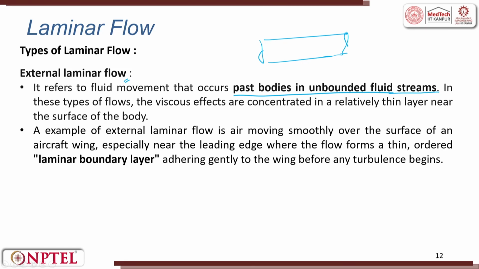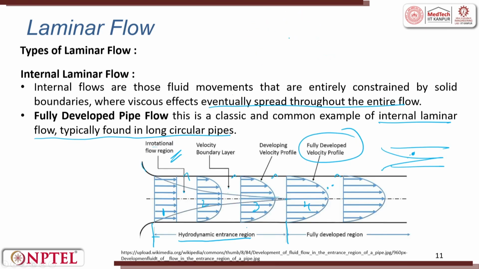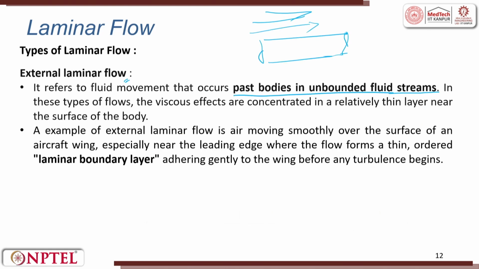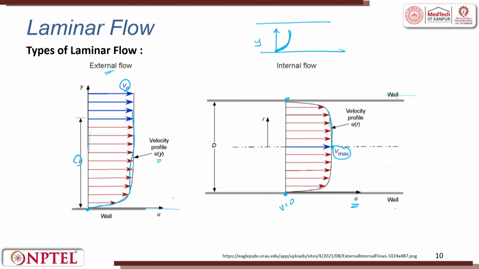So, here you will have the fluid flowing on top. It is unbounded. In internal flow, it is bounded. External flow occurs past bodies in an unbounded fluid stream. In these types of flow, the viscous effects are concentrated in a relatively thin layer near the surface of the body.